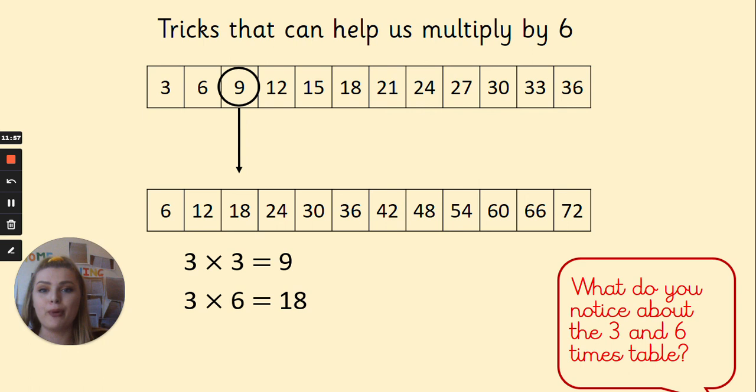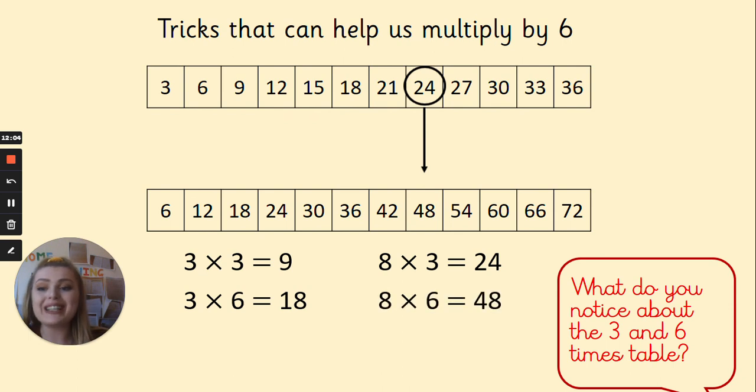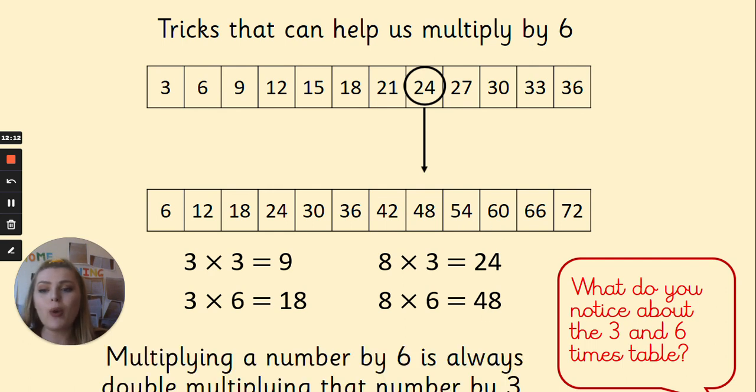So let's look at another example. I have 8 times 3 is 24, but 8 times 6 is 48, which is double the answer from the 3 times table. When we multiply a number by 6, it is always double what we would have been getting as an answer when we multiplied by 3. So if you're not sure what the answer is in the 6 times table, think, can I times that number by 3 instead and then double my answer?